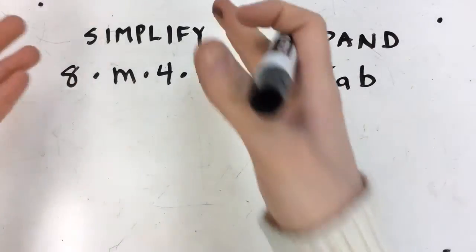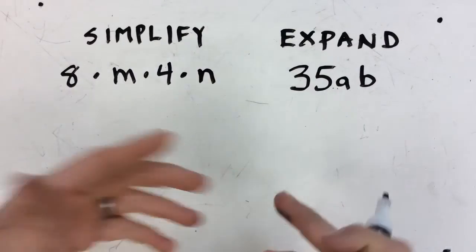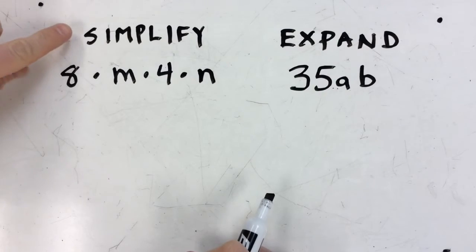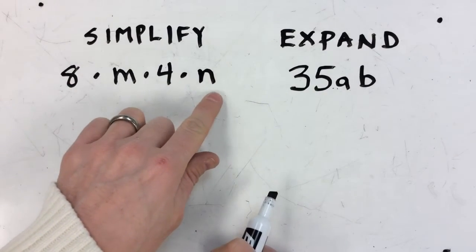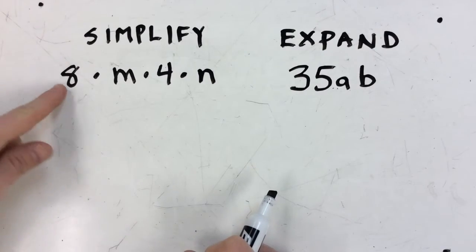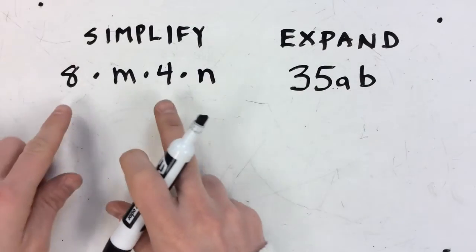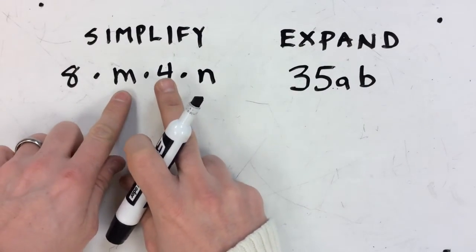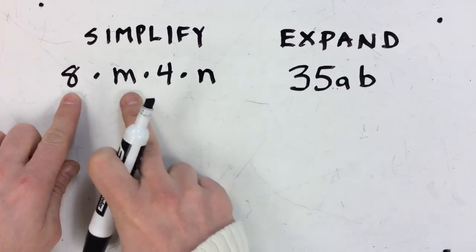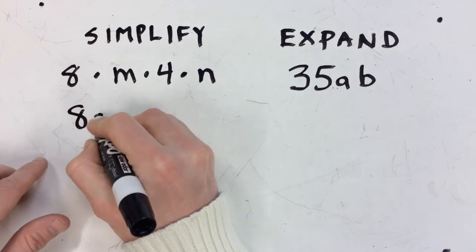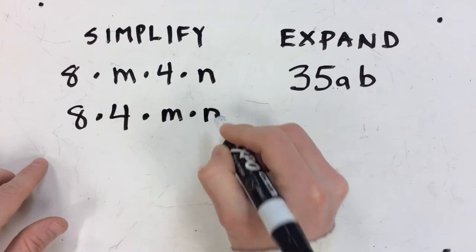And finally, let's put these two skills together to simplify and expand more complicated expressions. Let's take this for example: 8 times m times 4 times n. Remember, to simplify means to write this using as few symbols as possible. The first thing I'm going to do is switch the order of the m and the 4 so that my two numbers are next to each other. I swap these to get 8 times 4 times m times n.